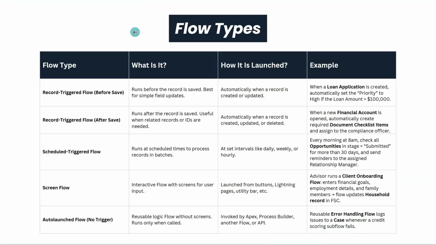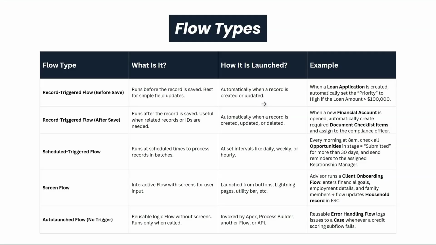each one. So we'll start with record-triggered before save flows. This type of flow runs before the record is saved to the database. These flows are best for fast field updates on the same record. The flow is automatically launched when the record's triggered, whether it's created or updated or both.